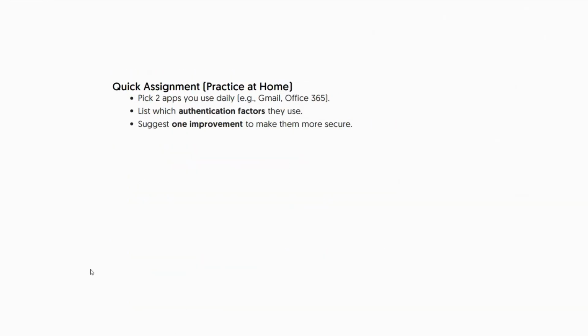Then, as a quick assignment, pick two applications you use daily, like Gmail, Office. List which authentication factors they use and suggest one improvement to make them more secure.